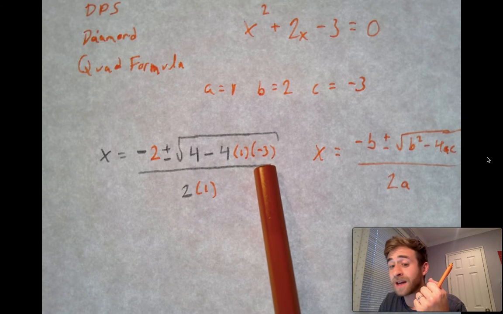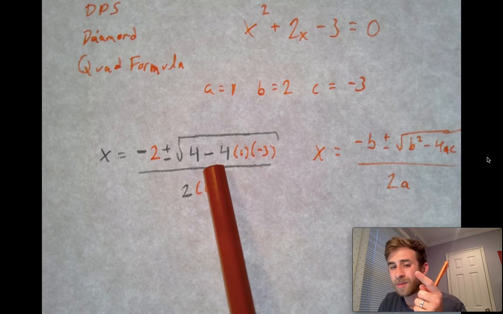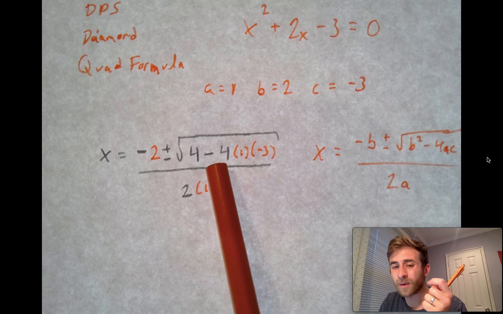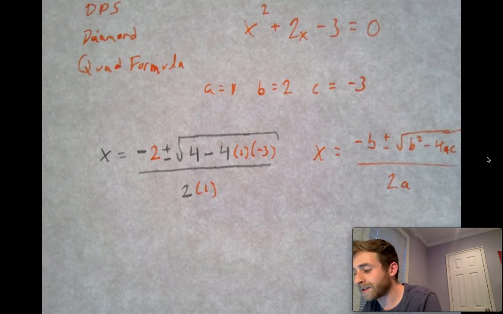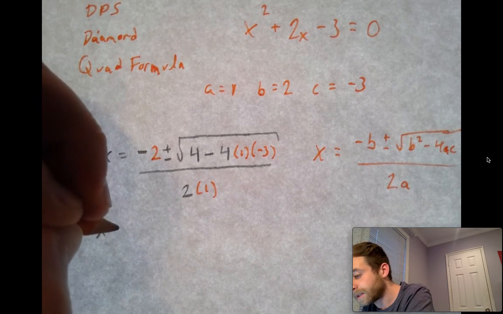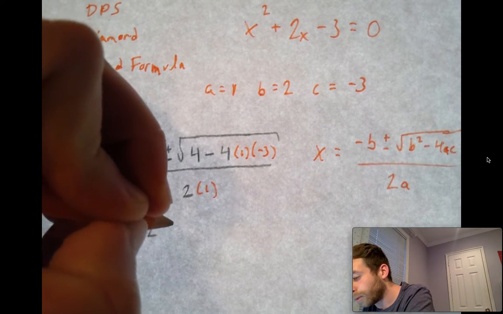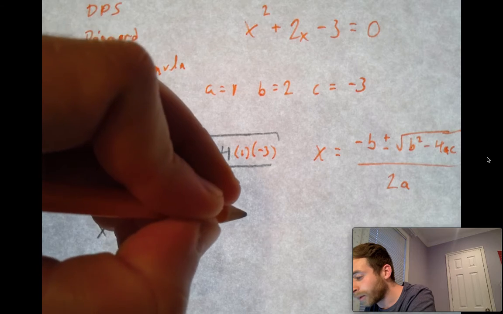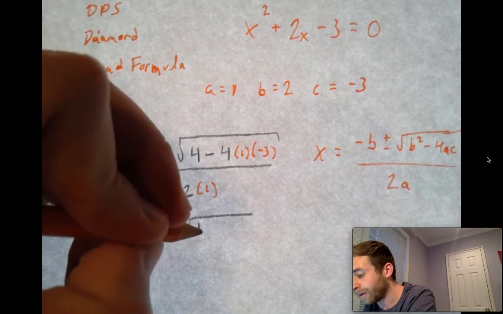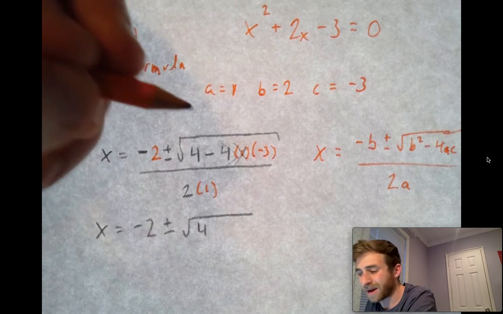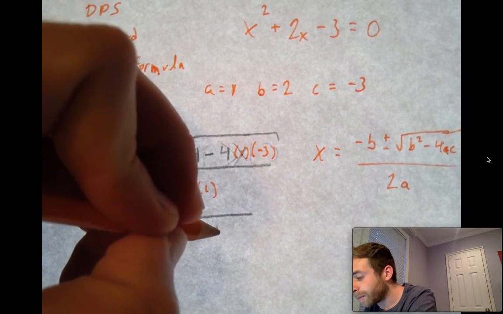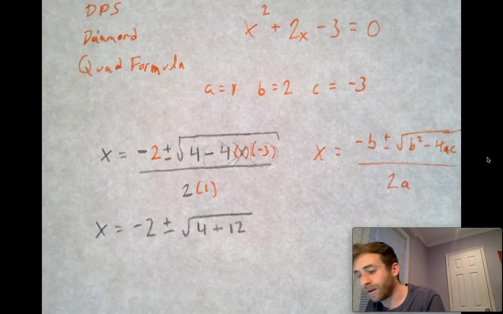4 times negative 3 is going to be negative 12, but I'm going to take this as a negative 4. So I'm going to do negative 4 times negative 3. So when I rewrite this down here, x equals negative 2 plus or minus the square root of this 4 coming down. And there's going to be negative 4 times 1, who cares, right? Doesn't matter. Times negative 3, it'll be plus 12.